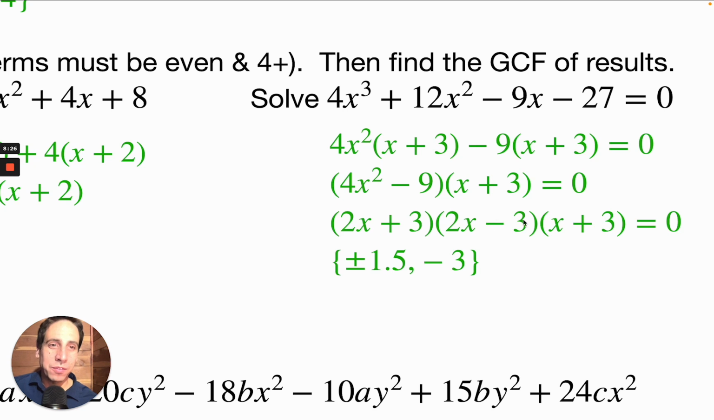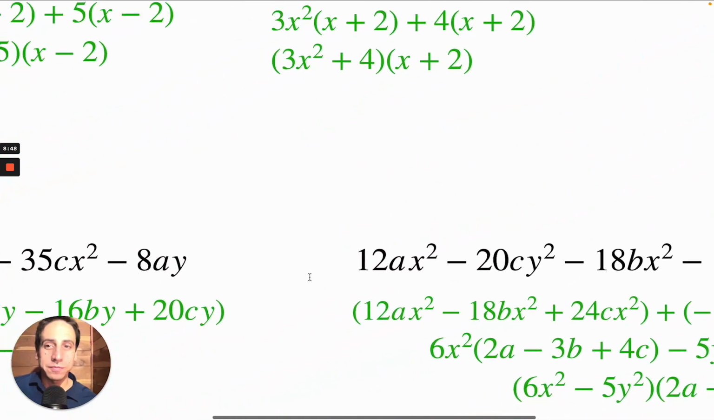Each one of these three factors produces its own solution. Minus 3 comes from this one, and then 2x plus 3 equals 0 turns into negative 1.5, and 2x minus 3 equals 0 turns into positive 1.5. And you list them all out. All three of them get listed here in the solution set.